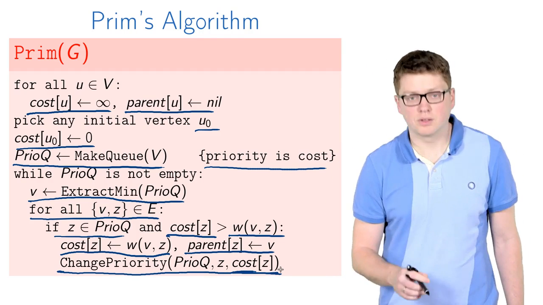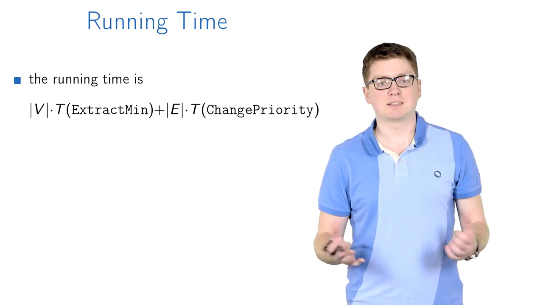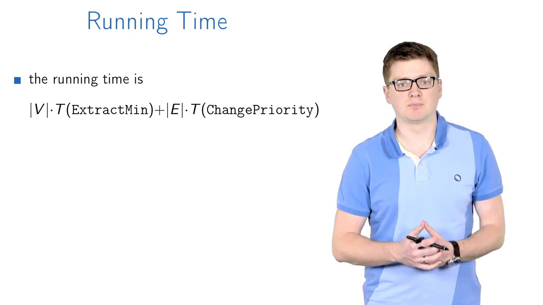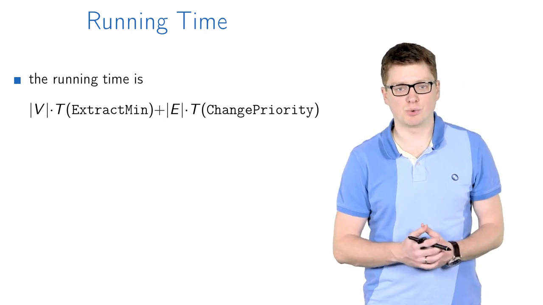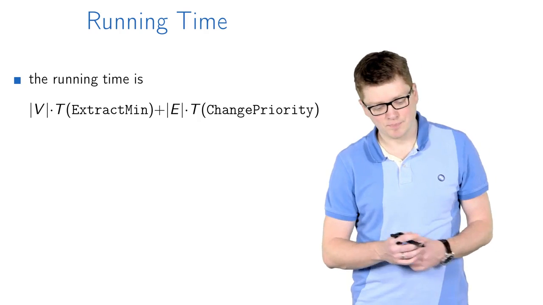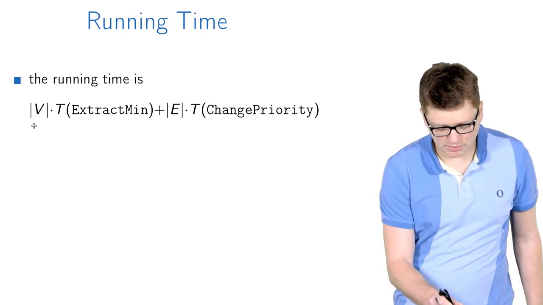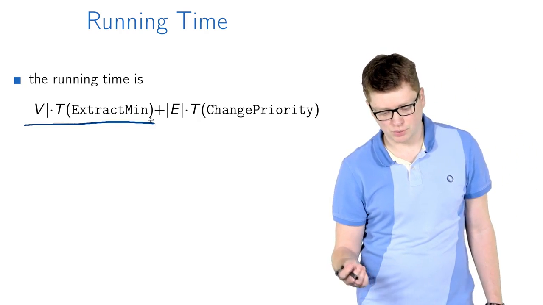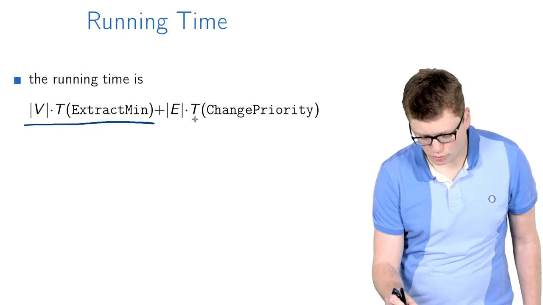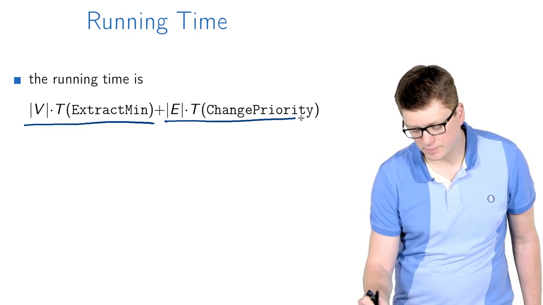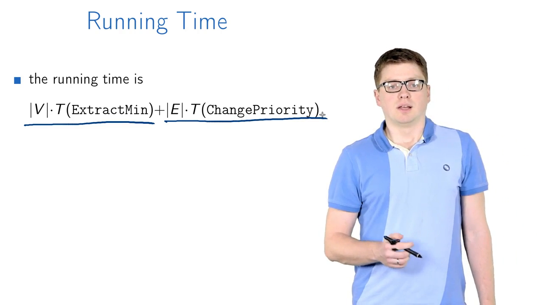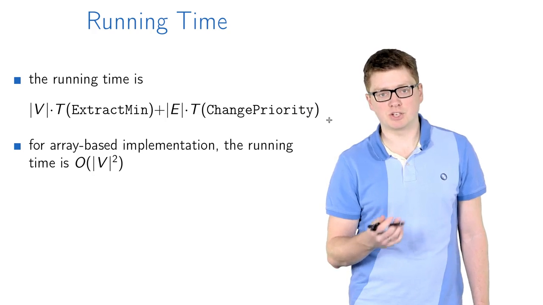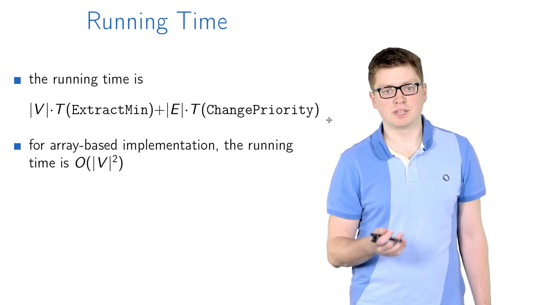Finally, we notify our priority queue that we need to change the priority of the vertex z to the updated value cost of z. Since Prim's algorithm is very similar to Dijkstra's algorithm, its running time is also similar. Essentially, we make V calls to the extract min procedure, and we make at most E calls to the change priority method. The total running time depends on the implementation of the priority queue data structure.